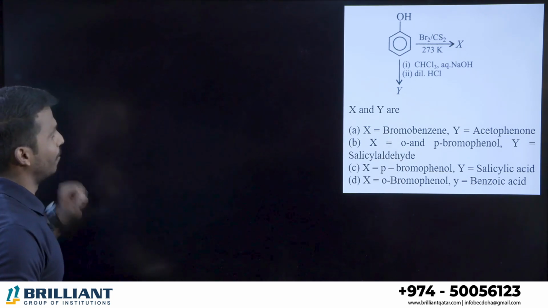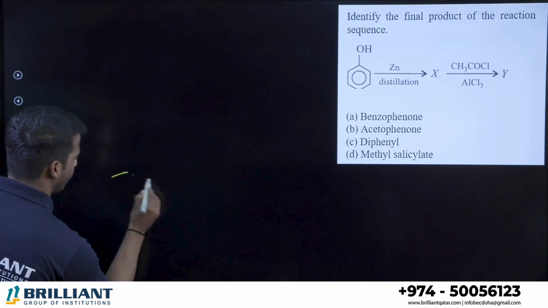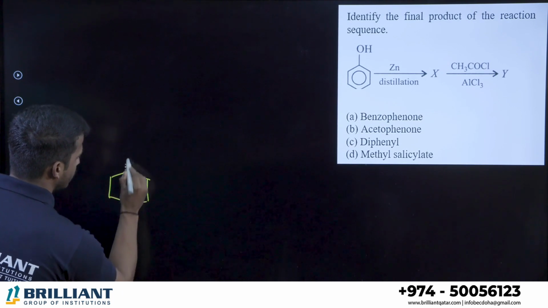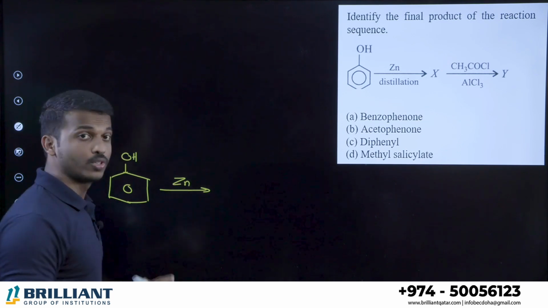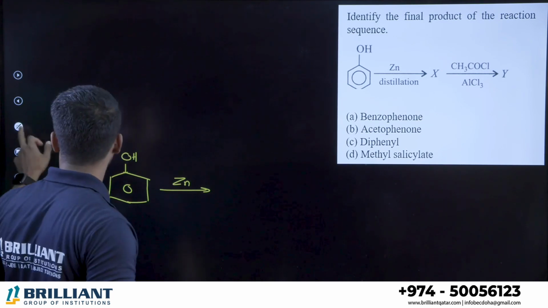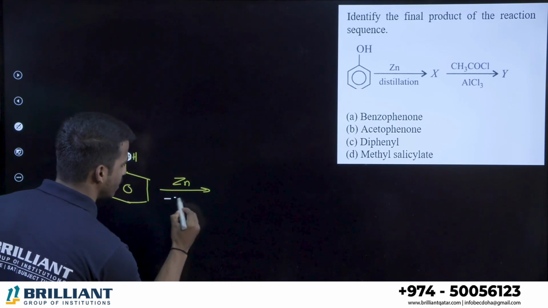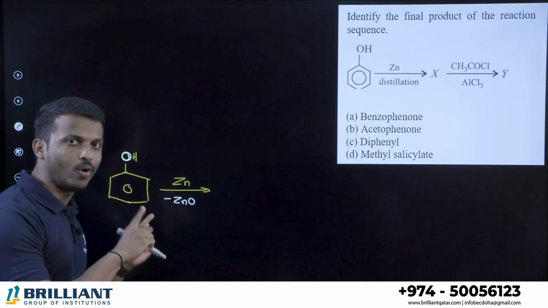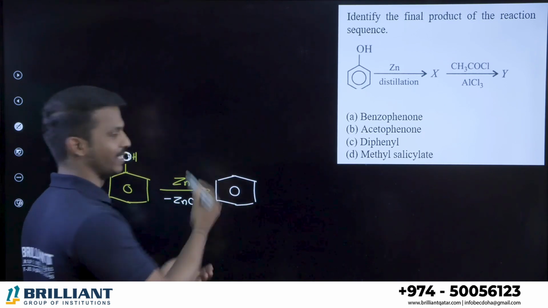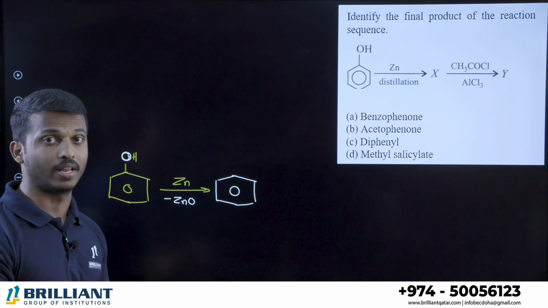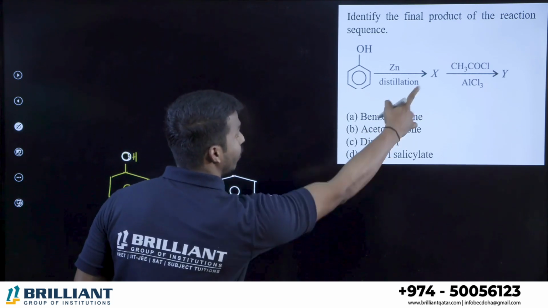Alright. Next one. Identify the final product in the following reaction. What is the starting material? Phenol. Starting with phenol, we are using zinc. You know, zinc is a reducing agent. So what will happen here? The zinc will go with this oxygen atom as zinc oxide. When phenol is treated with zinc, what is your product? Benzene, right? Phenol on reduction with zinc gives benzene. So this is your compound X. This compound is treated with what?